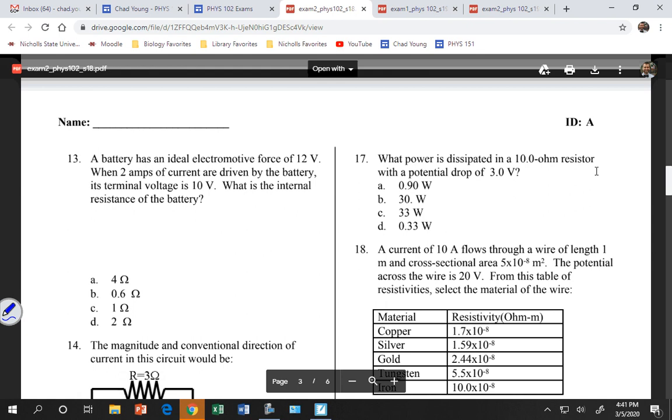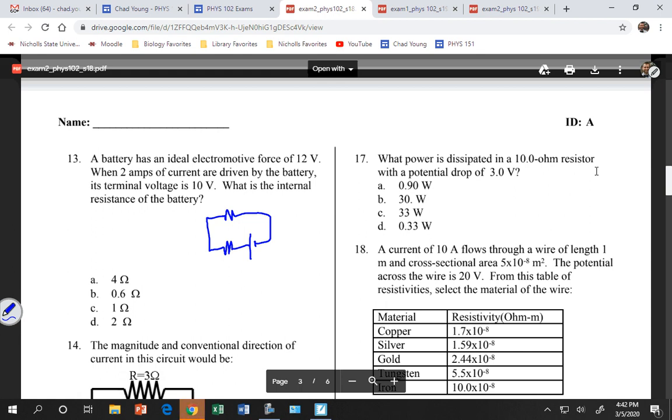All right, so a battery has an ideal EMF of 12 volts. When 2 amps are driven by the battery, the terminal voltage is 10 volts. What is the internal resistance of the battery? So you could write out the equation and you could get it right, but let's draw a picture. The circuit looks like this.